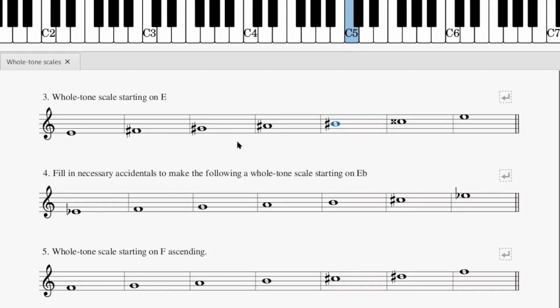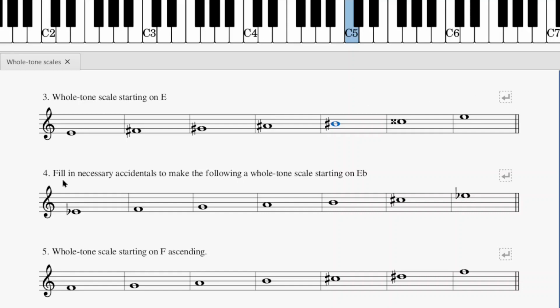But since we have to use the letter names in order, after the B, it should be a C. So this means we have to use an enharmonic equivalent note. So this D is equivalent to C double sharp. Then after that, we write the last note, repeat the first note, an octave higher.